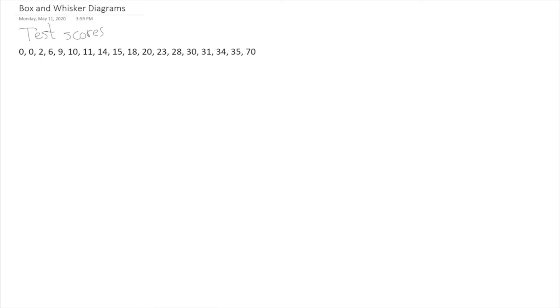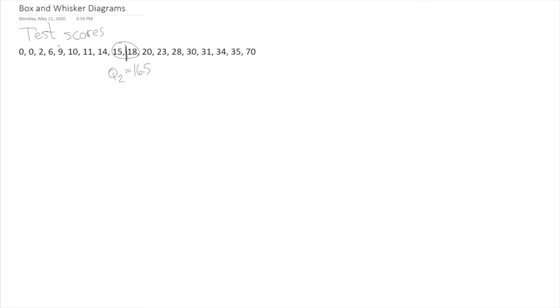Last time we used an example of test scores to find the quartiles, which we could then use to find the range and the interquartile range. This time there's 18 test scores. The median is the average of these two. Median can also be called quartile 2. The average of 15 and 18 is 16.5 points.